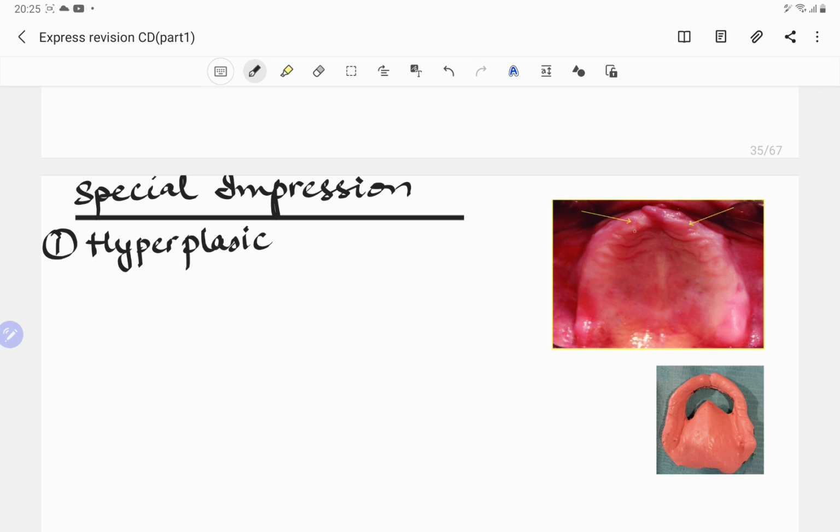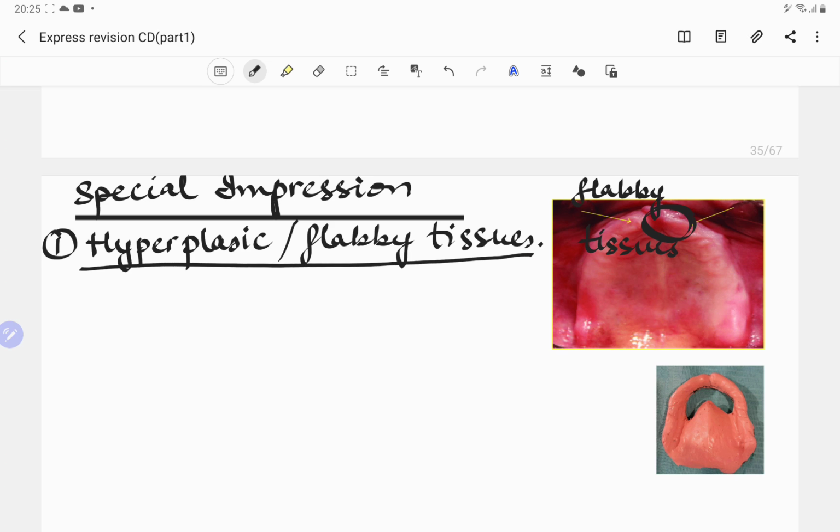Here, this is a picture showing the flabby tissues. This is the particular area, right? Hyperplastic or flabby tissues. Now, let's have a look at the flabby tissues first. The soft flabby tissue is undesirable, we do not want it, and it affects the stability of the denture. So the denture is not going to be stable if flabby tissues are present.